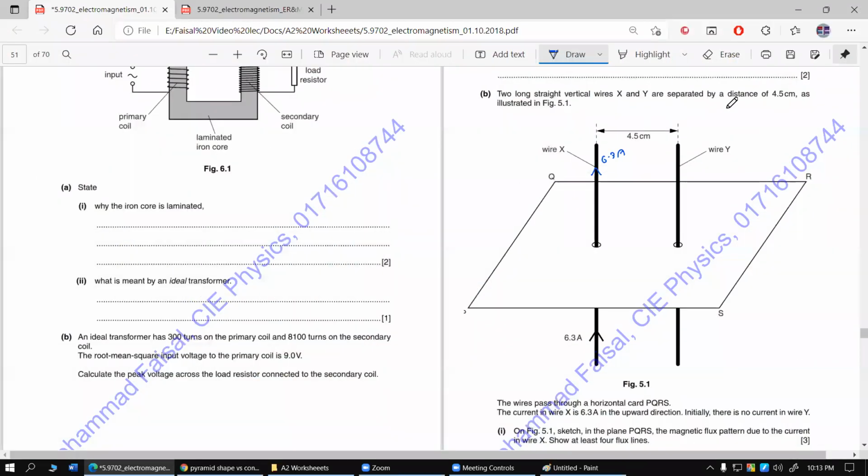So part 2 of today's class. So we have 6.3 ampere current going upwards in this wire. Initially there is no current in wire Y. On figure 5.1 sketch in the plane of the paper the magnetic flux pattern due to the current in the wire X, 4 flux lines. You know how to do this. Go ahead and do that.